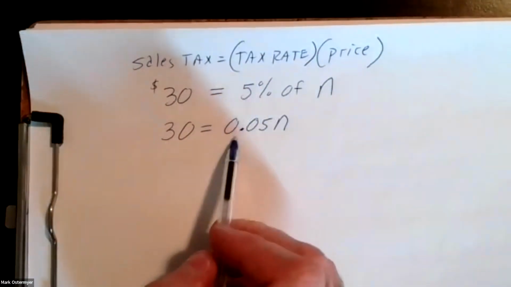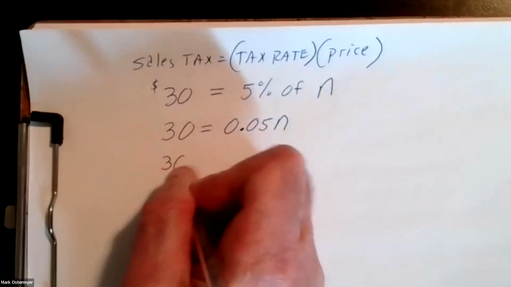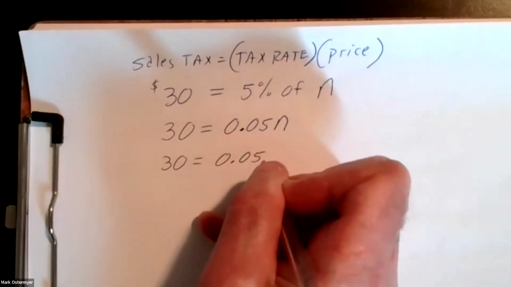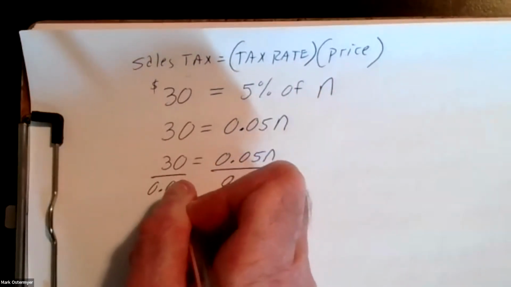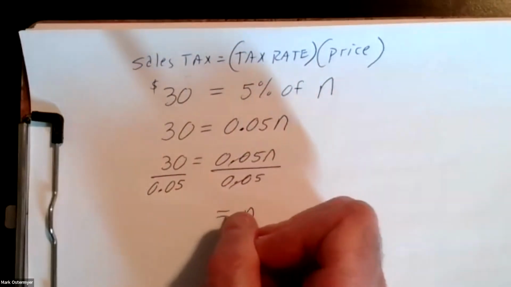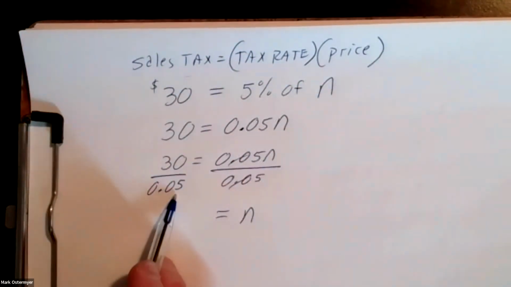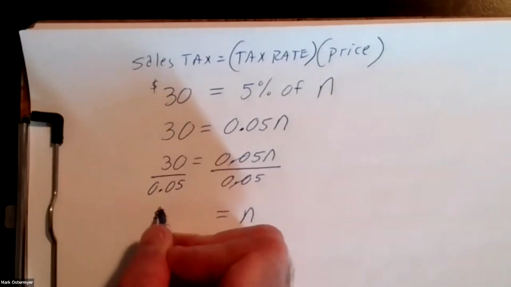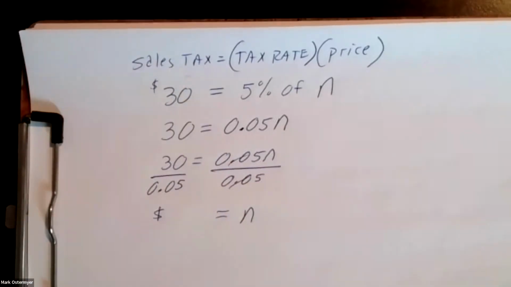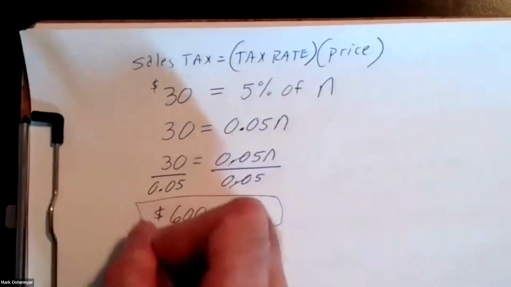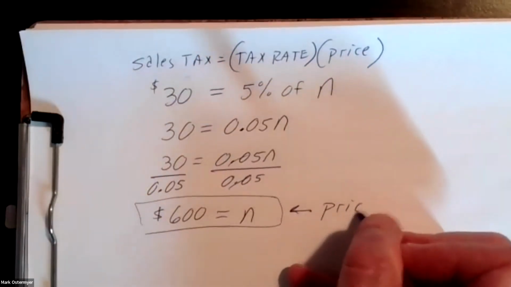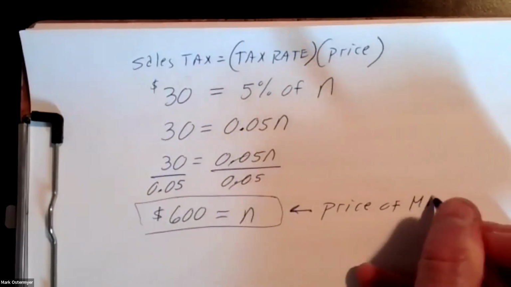Don't forget to change the percent to a decimal. Now we solve for n by dividing both sides by what? .05. Get on your calculator and dial it up, ladies and gentlemen. What's 30 divided by 0.05? Tell me the price of that microwave. $600. $600 was the price of the microwave.